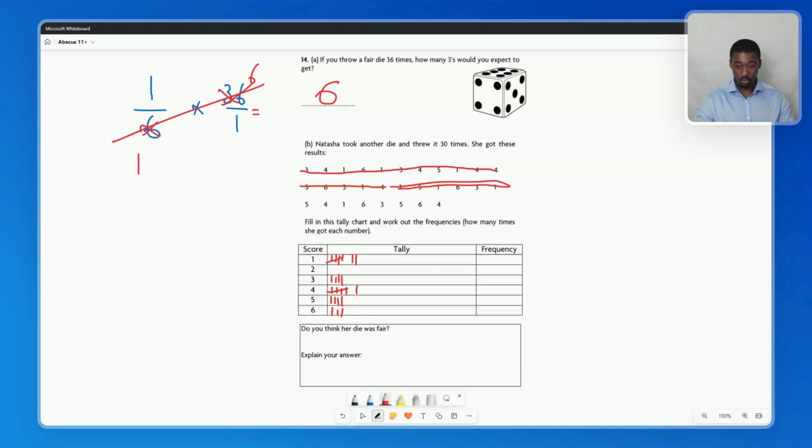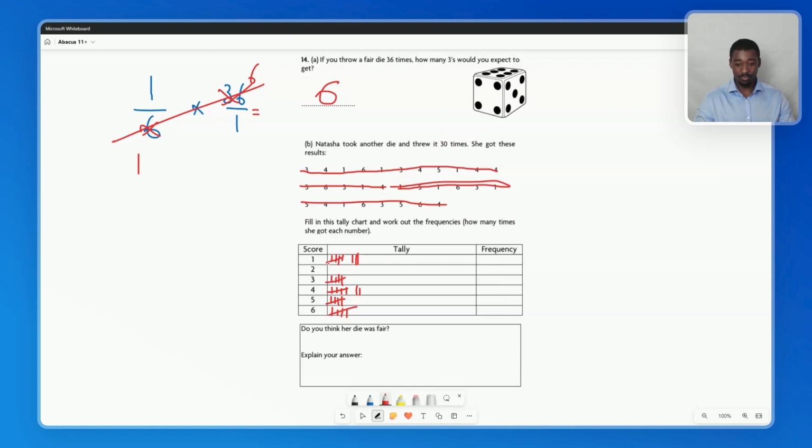5, 4, 1, 6, 3, 5, 6, 4. Okay, done. So we're going to put in the frequencies. And to check this, how are we going to check that we didn't make any mistakes here? Well, one way is by adding up the frequencies, and it should add up to 30. So we'll make sure it does when we fill it in.